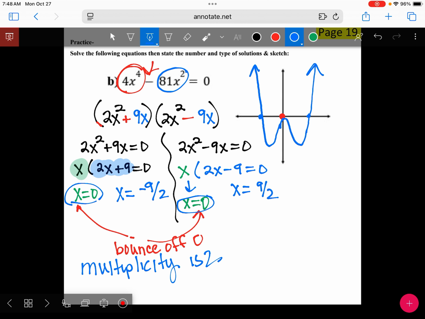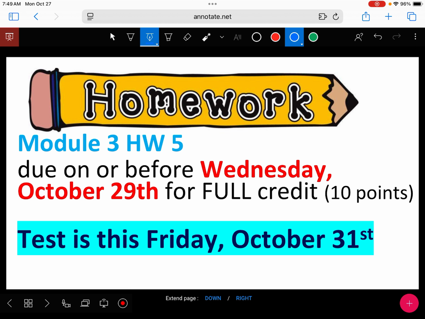All right, so again, homework 3 is due today. Oh, no, wait, that was homework 4. Homework 4 is due today. So we should be either working on homework 4 or homework 5. Homework 5, can you write on it that it is due on Wednesday? And you have a test this Friday.